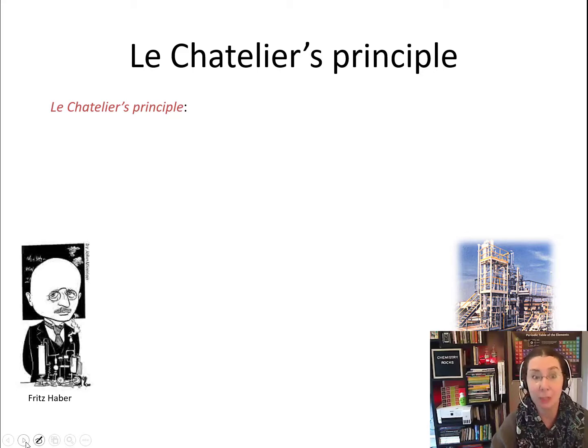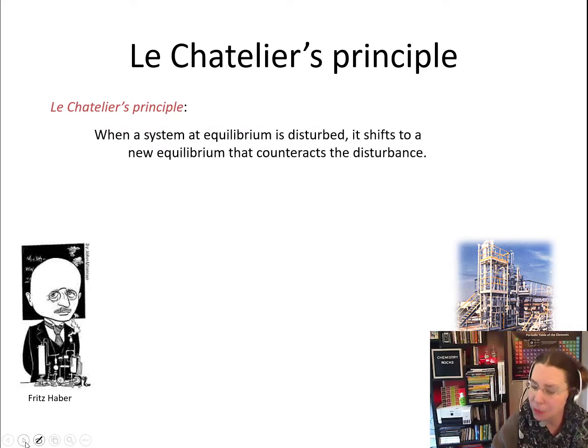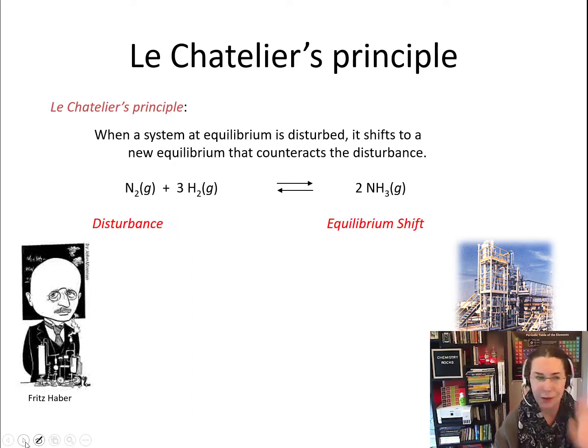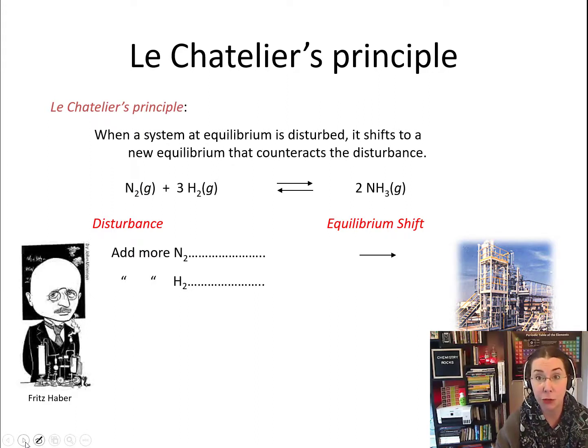So let's summarize Le Chatelier's principle. So when a system's equilibrium is disturbed, it shifts to a new equilibrium to counteract the disturbance. So here, let's go through our possible disturbances. If I add more N2, what will happen? It's going to shift right. What about if I add more H2? It's going to shift right. What if I add more ammonia or NH3? It's going to shift left.